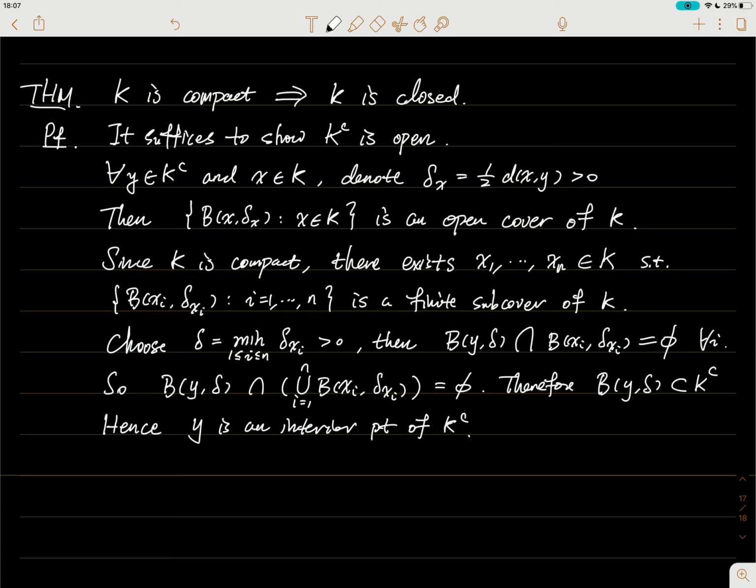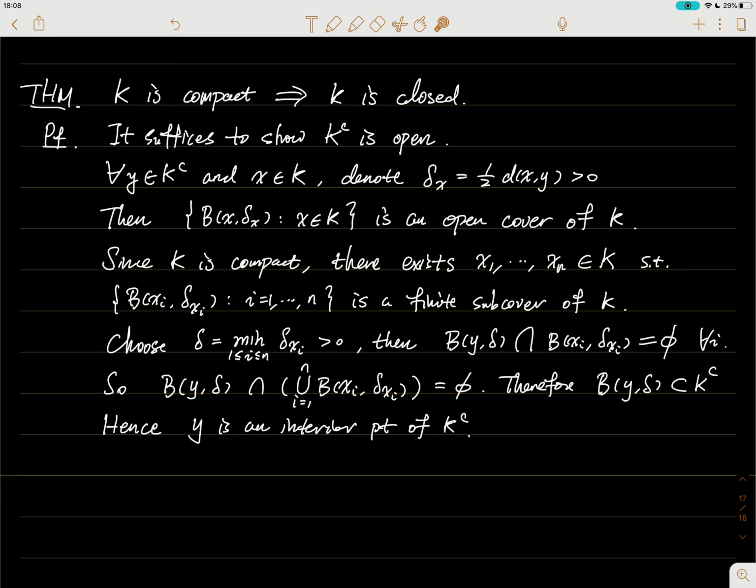Okay, now let's show several properties of the definitions or concepts we gave earlier. Suppose K is a compact set in the metric space, then K must be closed. So a compact set must be closed. This is the claim I'm trying to make. To show that K is closed, we just need to show that the K complement is open.